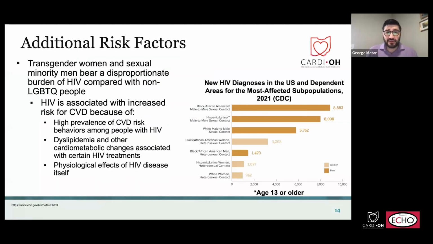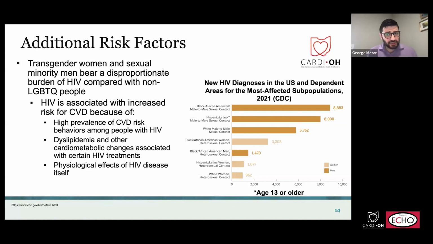So as I mentioned, HIV definitely has increased risk of cardiovascular disease. We see a higher rate of HIV in transgender women and sexual minority men. And dyslipidemia and other cardiometabolic changes are associated with certain HIV treatments. And there are also physiological effects of HIV disease itself that result in increased cardiovascular disease risk for this patient population.